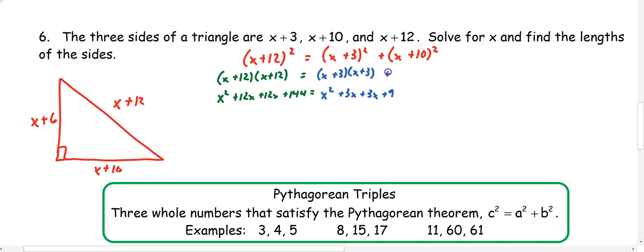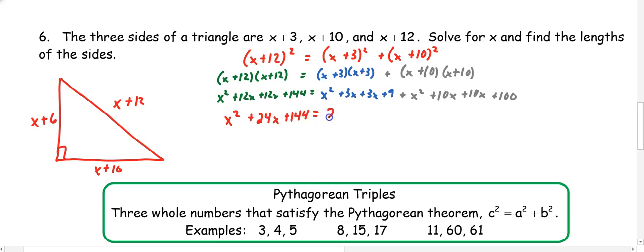And lastly, I need to multiply out x plus 10 times x plus 10. So I get x squared plus 10x plus 10x plus 100. To make this more manageable, I need to combine my like terms. So on the left-hand side, I get x squared plus 24x plus 144 equals 2x squared plus 26x plus 109.